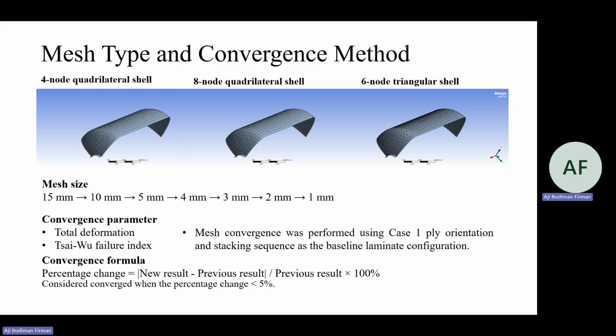A mesh convergence study was performed to ensure the results are reliable. Three cell element types were tested, and the mesh size was refined from 15 millimeters to 1 millimeter. Total deformation and Tsai-Wu failure index were used as the convergence parameters. Case 1 was used as the baseline laminate configuration, so only the mesh type and mesh size were changed. The result was considered converged when the percentage change between two consecutive mesh sizes was less than 5%.